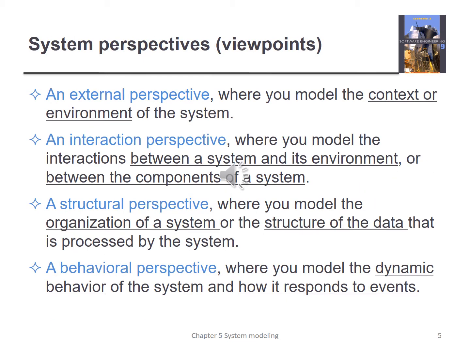If we look at the viewpoints, the perspectives, the way we look at the system, from what angle we look at the system, we can come up with many different system models, like categories of system models. The first one we are going to look at is the external viewpoint. We come in with an external perspective, where you model the context or environment of the system. And in this case, we are going to cover the context diagram.